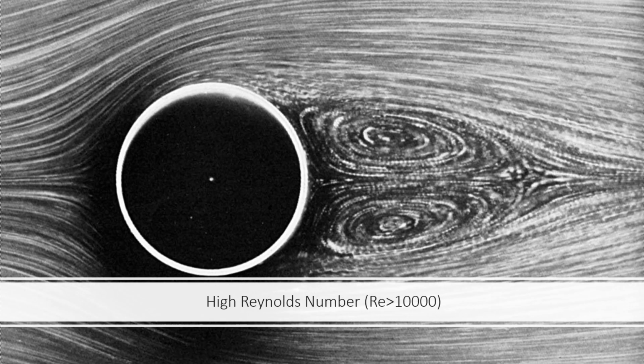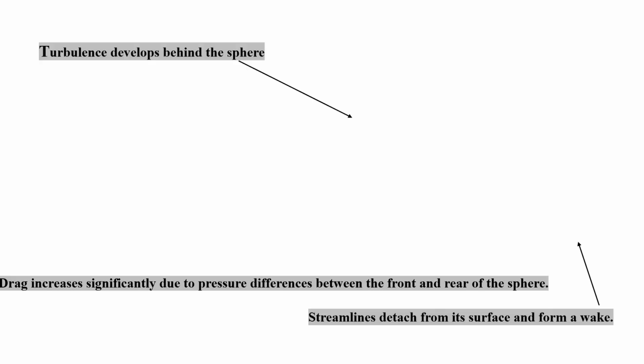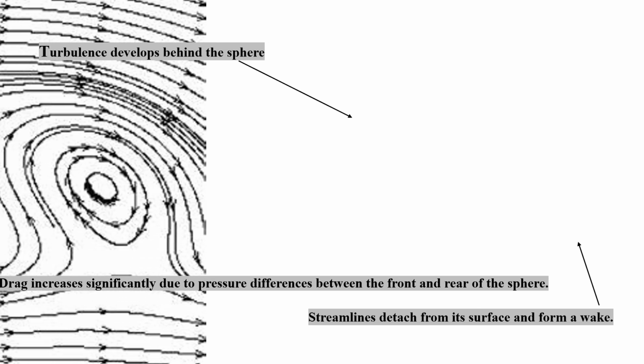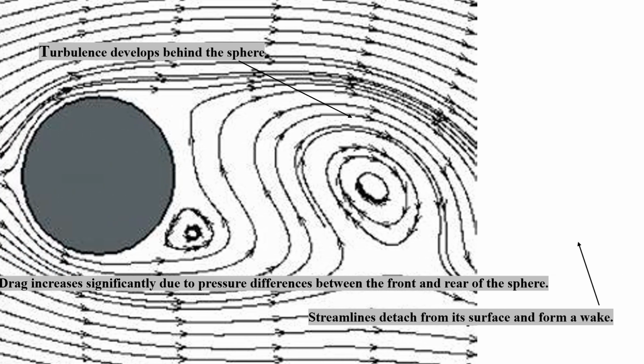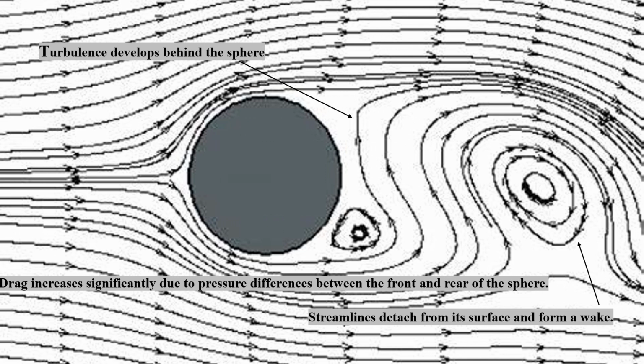Now let us come to high Reynolds number, with Re greater than 1000. Imagine air rushing past a speeding car or a cannonball fired through water. Here, inertia dominates over viscosity, and the flow becomes chaotic. Turbulence develops behind the sphere as streamlines detach from its surface and form a wake. This phenomenon increases drag significantly due to pressure differences between the front and rear of the sphere.